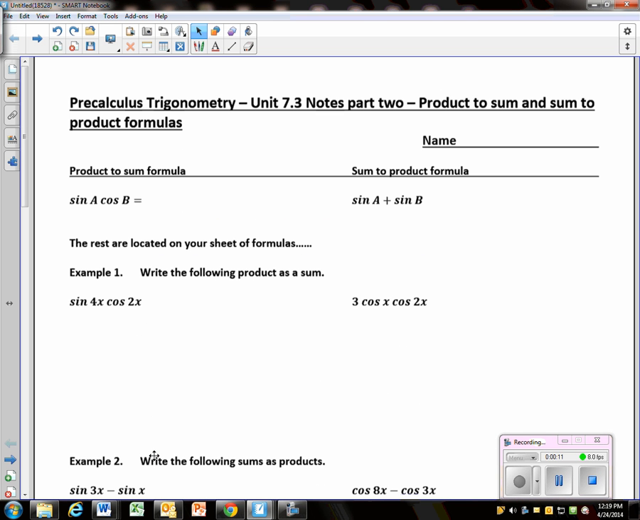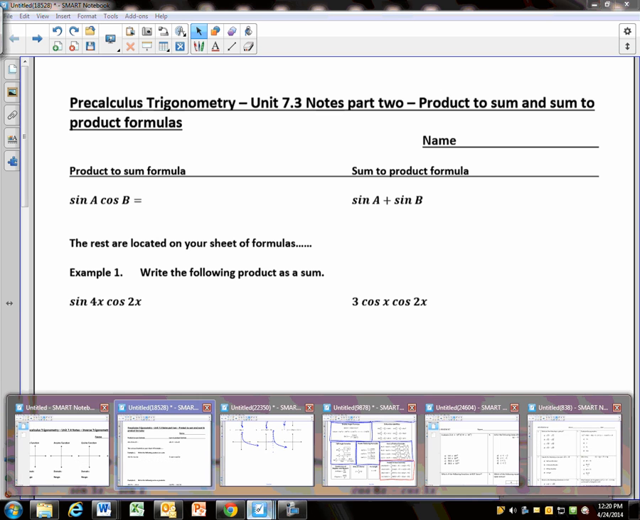Okay, so last year I broke this section at 7.5. This year I'm breaking at 7.4. We'll finish 7.3 today, and then 7.4 tomorrow. Both these lessons should go pretty nice. And I've given you, hopefully, a useful formula sheet.